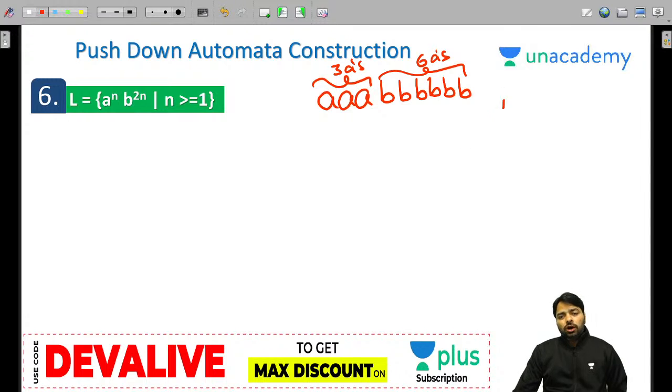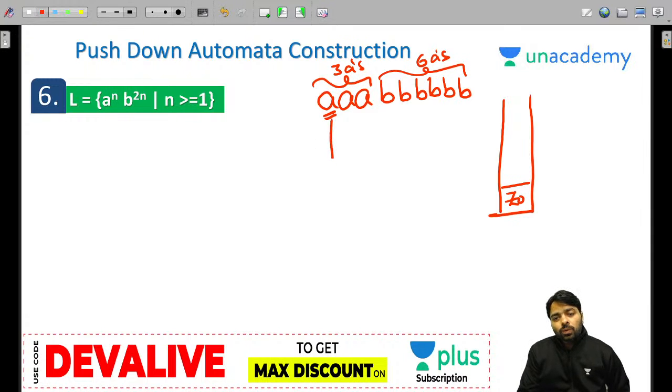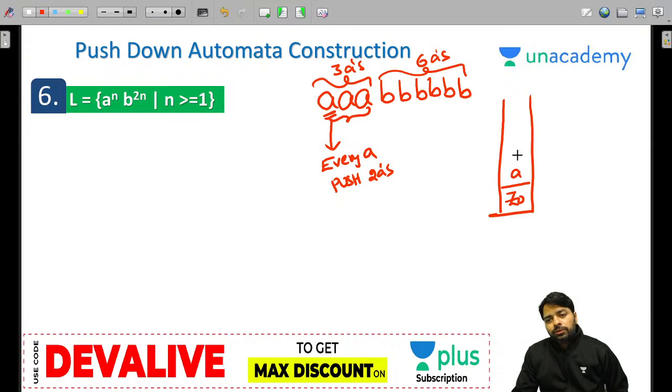Now what is our job? Every A I can push even 2 A's if I want. Remember my logic. Every A I can push 1 A also, but I am making one simple logic: every A pushes 2 A's. Then first A we push 2 A's, second A we push 2 A's, third A we push 2 A's.